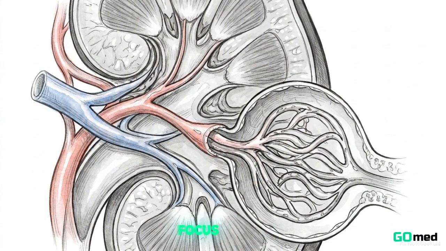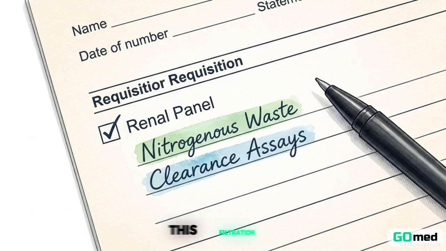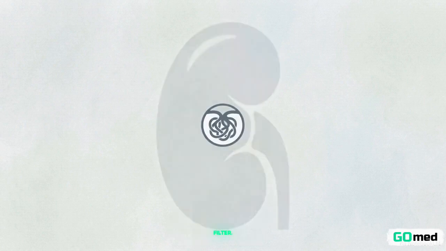Renal diagnostics focus on the kidney's mechanical capacity to clear metabolic waste from the circulation. This filtration efficiency is monitored primarily through two markers: blood urea nitrogen, or BUN, and creatinine. This cross-section shows the glomerulus, the primary filter.